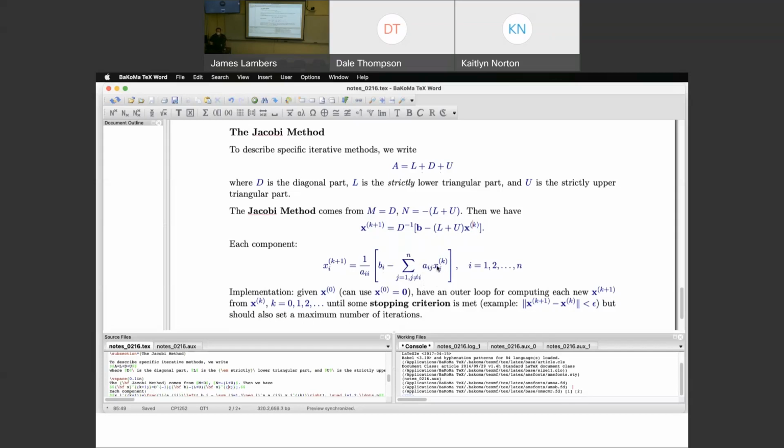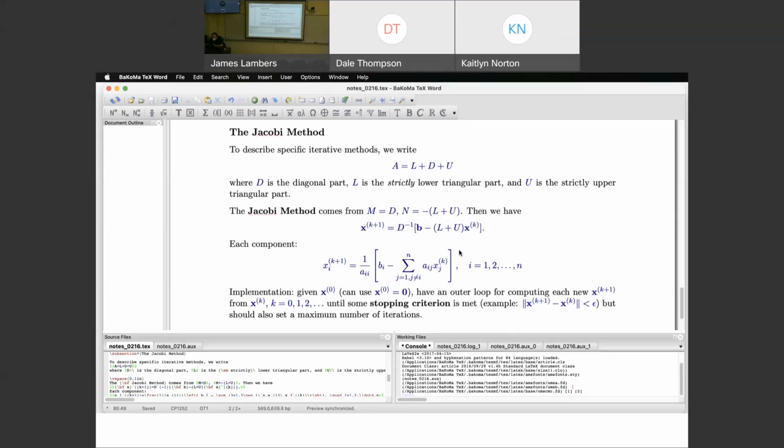So you could use this in your code. To implement the Jacobi method, you can use this formula within a for loop of i going from 1 to n, at least if you're in a setting where you're allowed to use for loops. Right, that was a COS 702 reference.